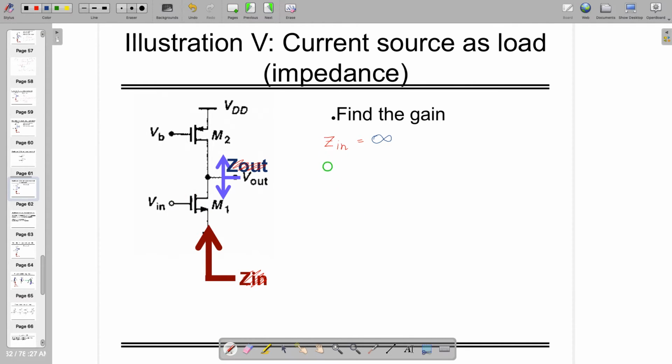Okay, what is the output impedance of this circuit? Output impedance is measured at the output. So here, what is going to happen? What is the output impedance of this circuit? RO1 in shunt with RO2. Okay, very nice. So what is the gain?